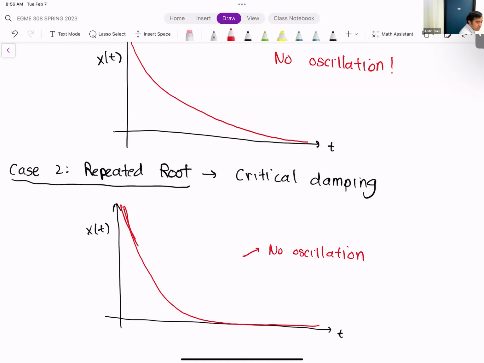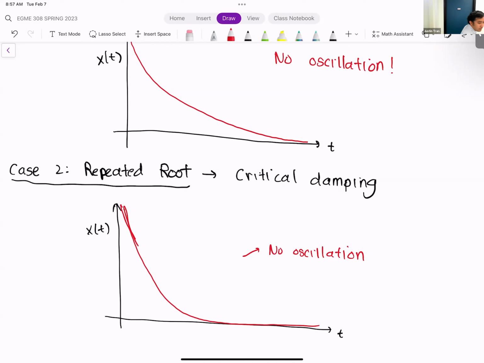And the reason for that is because in critical damping, remember, the roots of our characteristic equation are the same. So both our complex exponentials are going to decay at the same rate for the repeated root. When you have overdamping, what tends to happen is that we have one root that decays really quickly, but the other root may not decay as quickly.